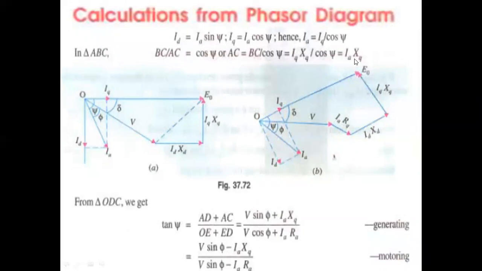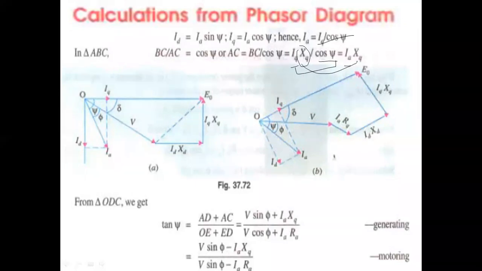IQ XQ by cos phi, I can write as IA into XQ, because IQ by cos phi I can write as IA. XQ is as it is. In place of IQ by cos phi, I can write IA. So IA into XQ.